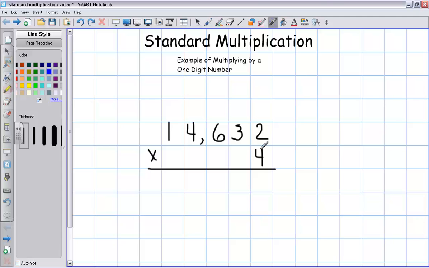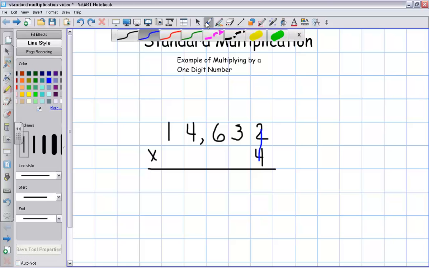When I'm multiplying using the standard multiplication method, I'm always going to start on the far right hand side, which is going to be my ones place value. I'm always going to multiply by the number on the bottom. So I'm going to take 4 times 2. 4 times 2 gives me an answer of 8.